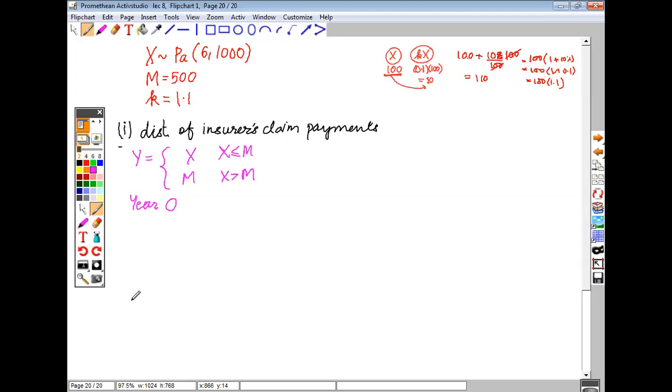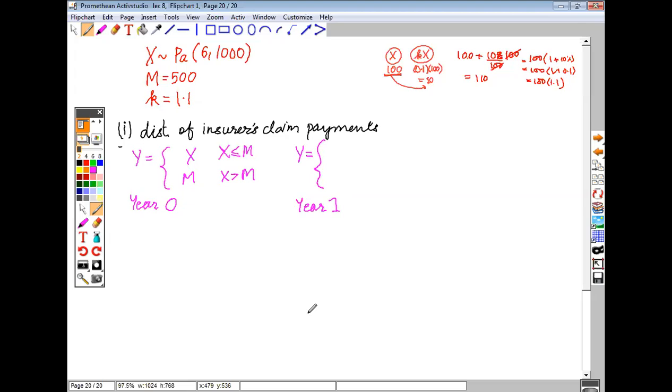So what will we do next for year one? It will be the same, just for the inflation. I think in place of X, we'll write K.